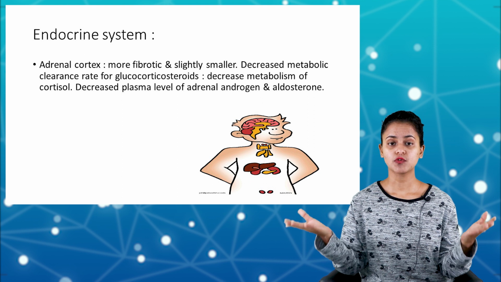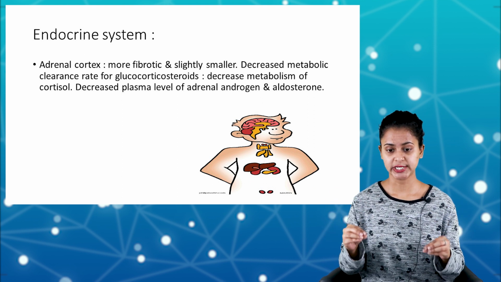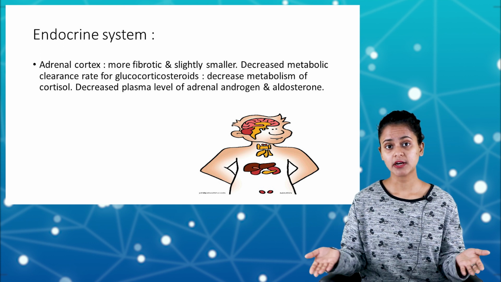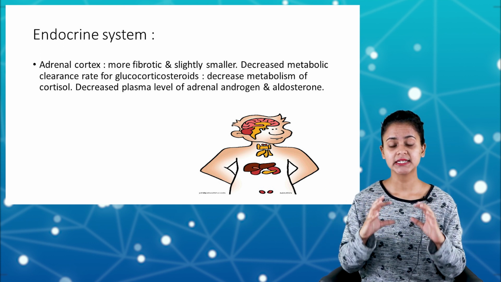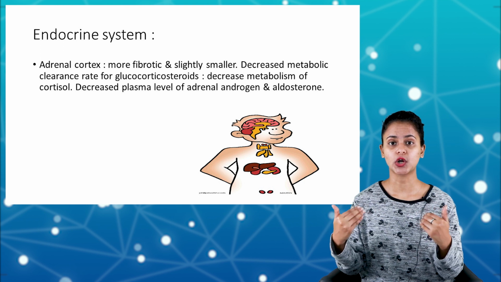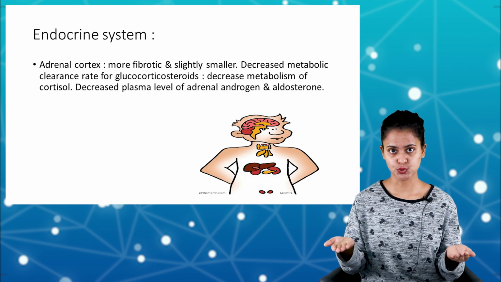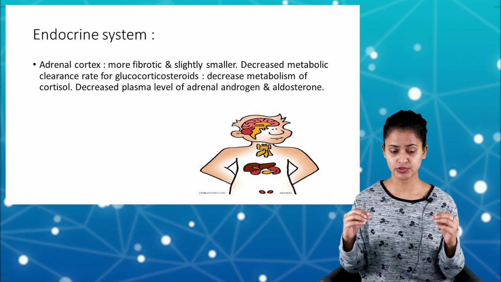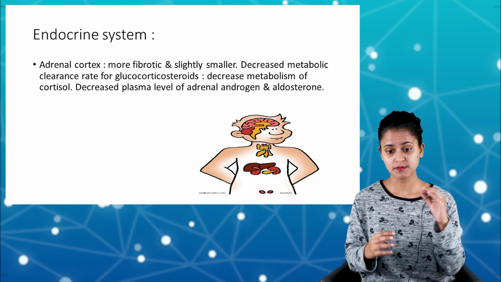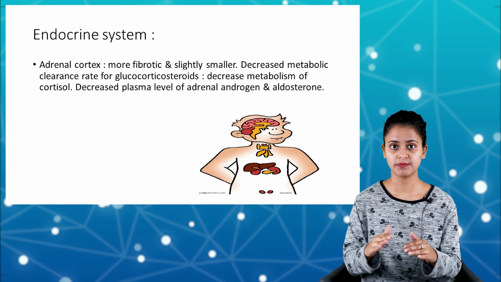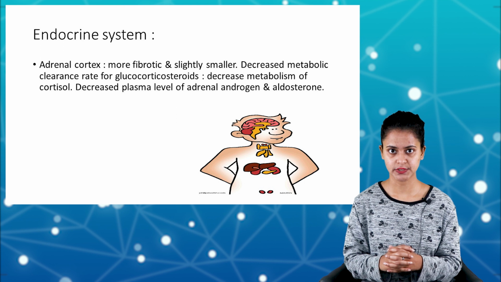The adrenal cortex also will be going through fibrotic changes and will be reduced in size. That is the reason there will be a decreased metabolic clearance rate for glucocorticosteroids. Decreased metabolism of cortisol will be seen among the older adult. Decreased plasma level of adrenal androgen and aldosterone often will be seen among the older individual.